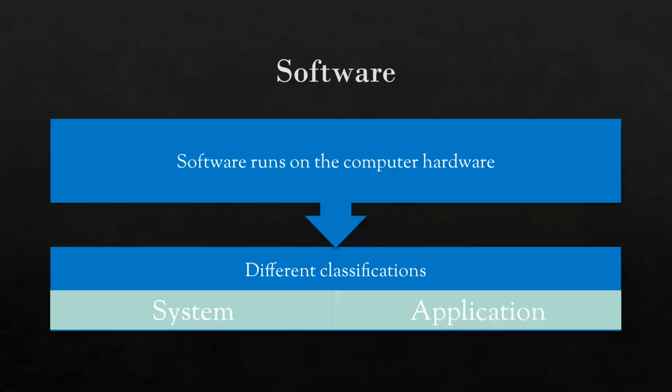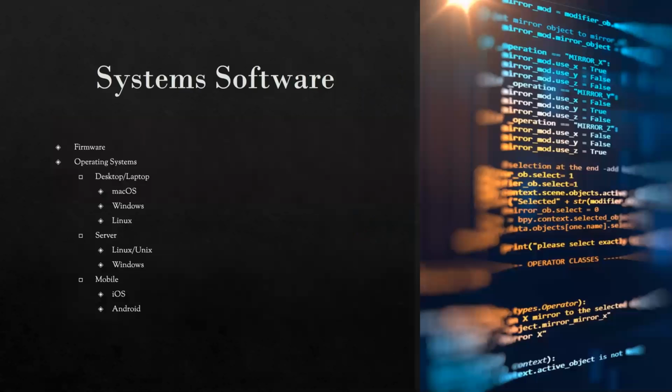So let's talk about software. Software runs on computer hardware, and we have different classifications. The first being system software, like Mac OS, Windows, Linux. And then application software, Google Chrome, Safari, Microsoft Office, Photoshop, that sort of thing. Okay. So system software, we also have firmware which sits on our machine. When we first boot up our machine, before it boots up the operating system, it boots up firmware. Okay. And then we have the operating systems. On mobile devices, we have iOS and Android.